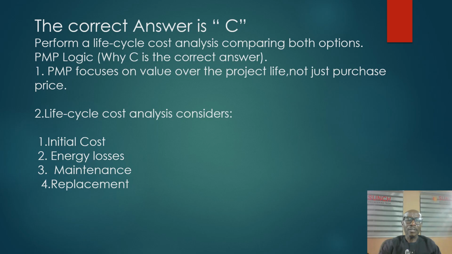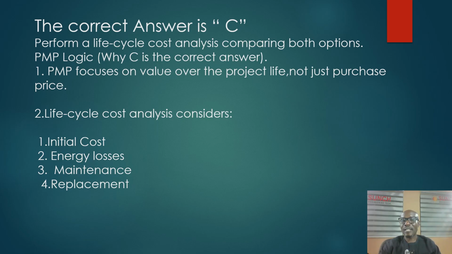Then D, replacements. In terms of replacement, you want to know which is easier to replace between aluminum conductor and copper. You have to do this analysis for you to say this is the best, for you to conclude that this is the best option for you.